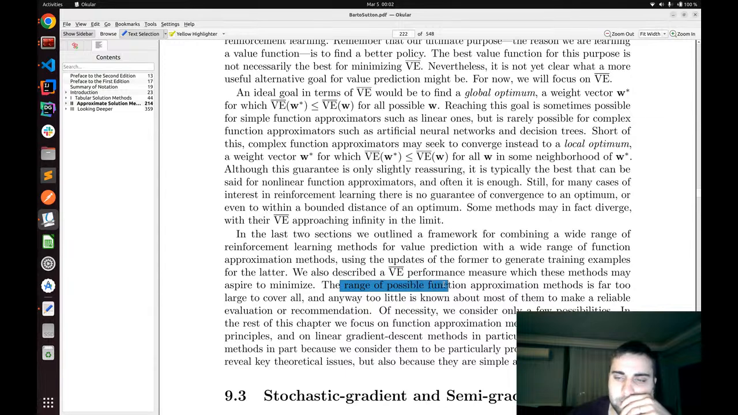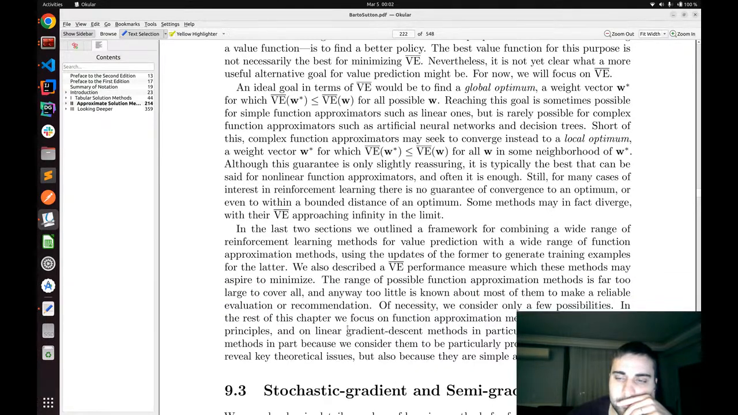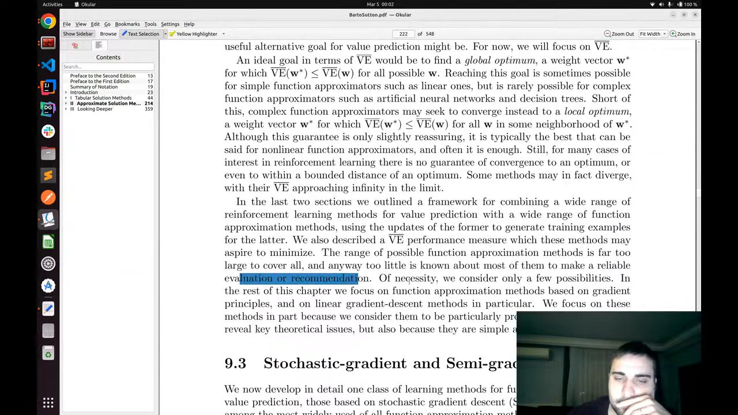The range of possible function approximation methods is far too large to cover all of them, and in any case too little is known about most to make a reliable evaluation or recommendation.